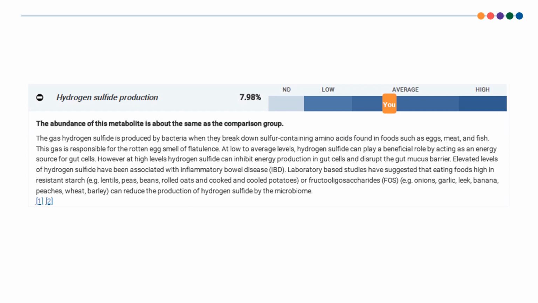Hydrogen sulfide gas is responsible for the rotten egg smell of flatulence. High levels are associated with inflammatory bowel disease and colorectal cancer and can disrupt the gut mucus barrier. Foods high in resistant starch and FOS, or fructooligosaccharides, can reduce hydrogen sulfide production and may be beneficial in this example since the production potential is average. Low potential to produce hydrogen sulfide is ideal.